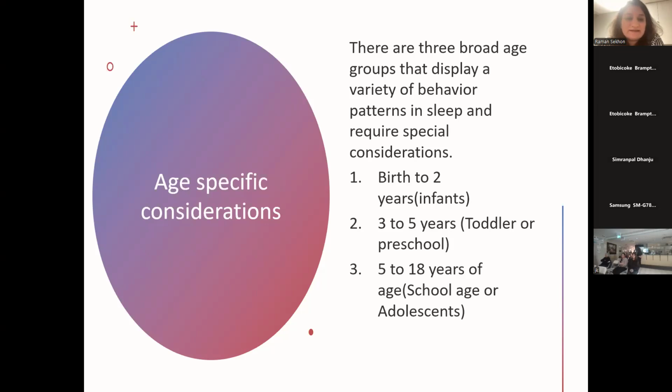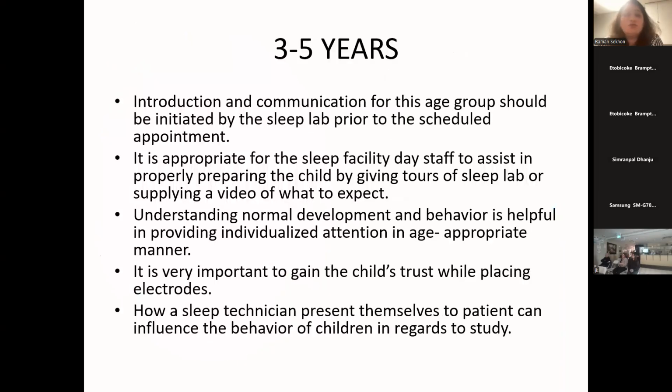So in the sleep lab, we basically deal with 3 to 5 years, that is toddlers or preschool children, and 5 to 18 years of age, that is school age or adolescents. Next slide. Talking about 3 to 5 years of age, this age group is the one we mostly encounter in our sleep lab. These patients require and need a lot of care.